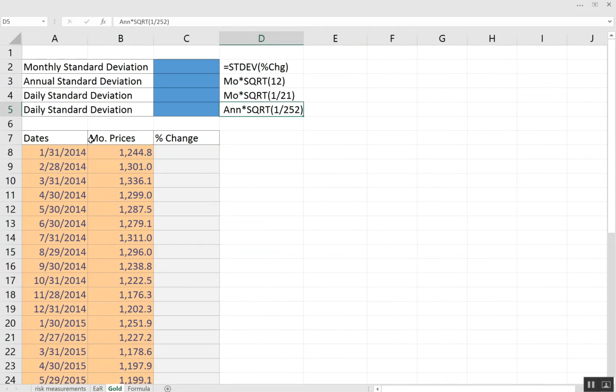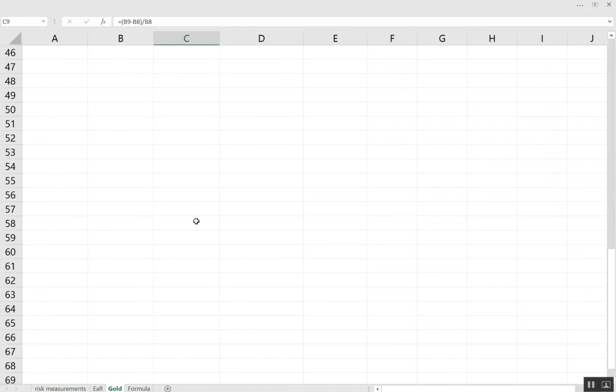Here's just an example. I collected some gold prices the other day. So I'm going to do a percent change. It's from 2014 to 2016. So let me take the price of gold in February 2014 minus the price of gold in January divided by the price of gold in January. That's the percent change. And let me copy that for my 30 months or so here.